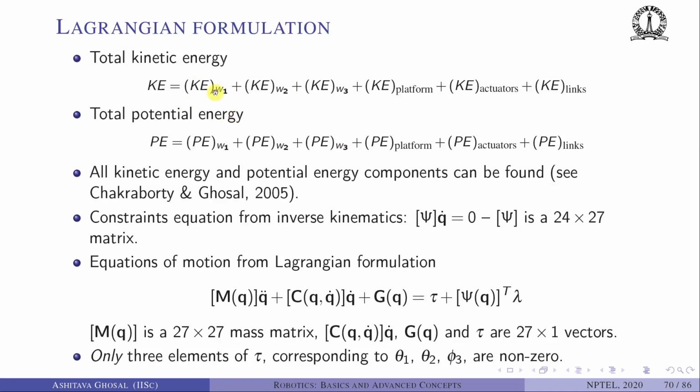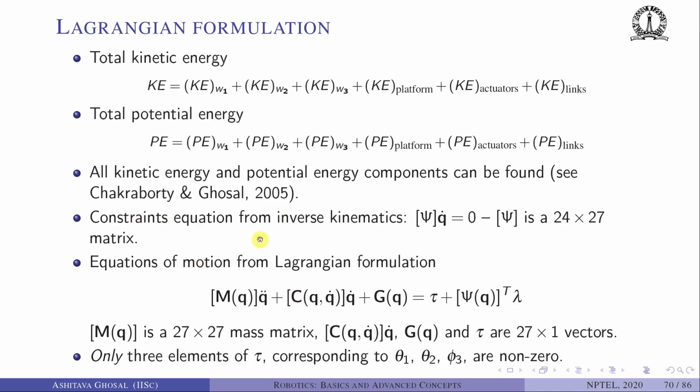The kinetic energy is kinetic energy of wheel 1, wheel 2, wheel 3, kinetic energy of the platform, kinetic energy of the links of the actuator, kinetic energy of the links also. We also have potential energy of wheel 1, wheel 2, wheel 3, platform, actuator and links. So all the kinetic energy and potential energy can be found. It's a huge, humongous task. It is very laborious and long, but nevertheless it can be found. The ideas are very simple. Kinetic energy is half I omega squared plus half m v_c squared, and potential energy is like mgh.